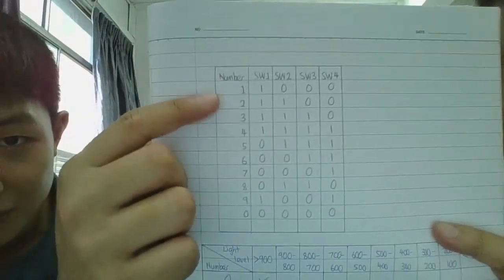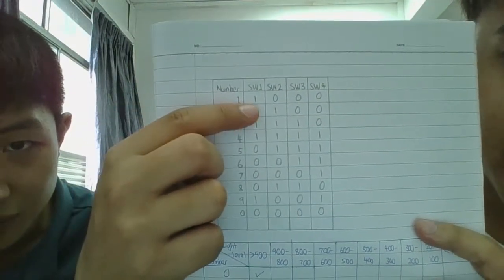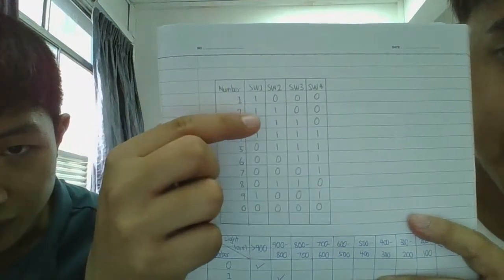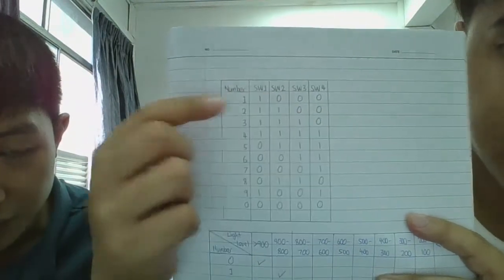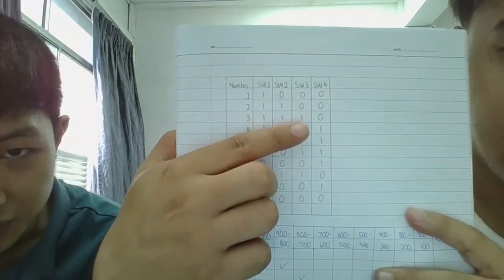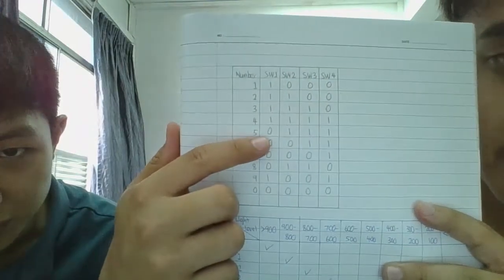This is the table for how each switch turns on which number. For the number 1, switch 1 is turned on while the rest are turned off. For the number 2, switches 1 and 2 are turned on while the rest are turned off. For number 3, switches 1, 2 and 3 are on while the last one is off. For number 4, all 4 switches are turned on.